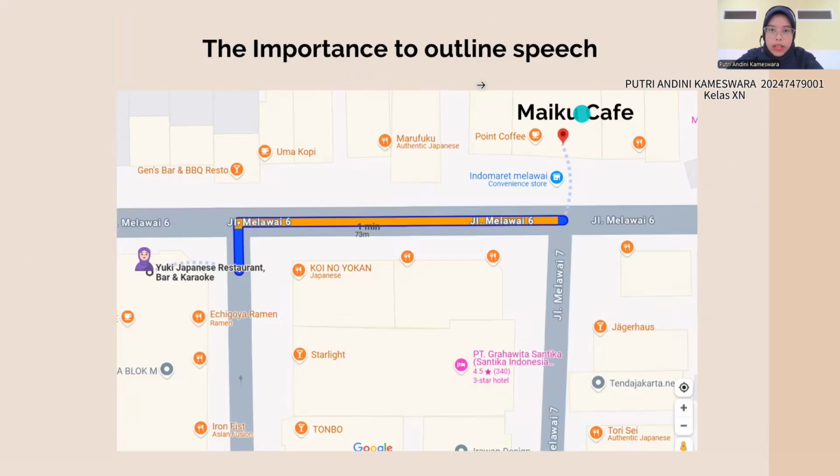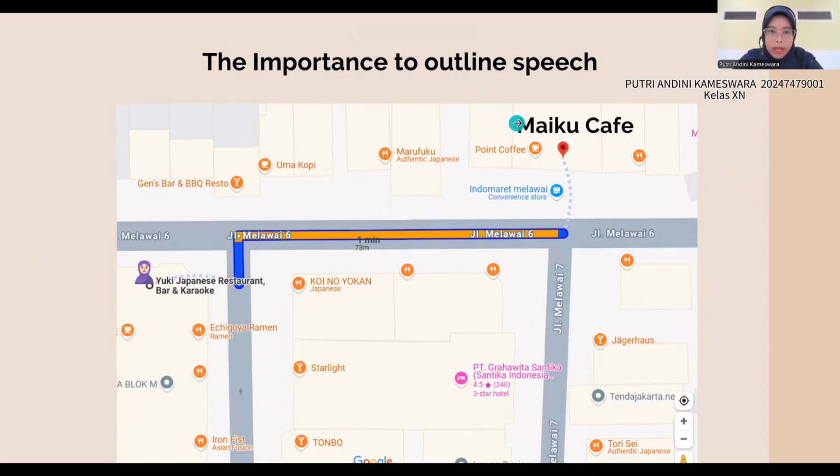The importance of outlining a speech. As you can see here, there is a map over here. Before I explain more deeply about outlining a speech, let me share a case. Today is my first time going to Meiko Cafe, which is my destination. However, I'm currently at Yuki Japanese restaurant. To reach Meiko Cafe, I need to head north on Malawi 8th Street, then turn right onto Malawi 6th Street. Eventually, I will see my destination.